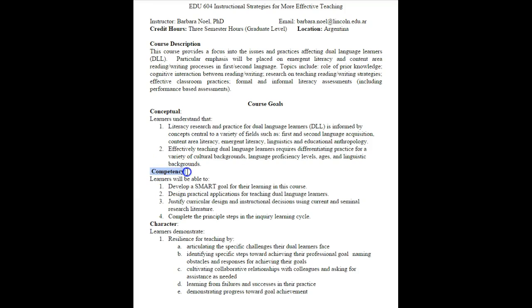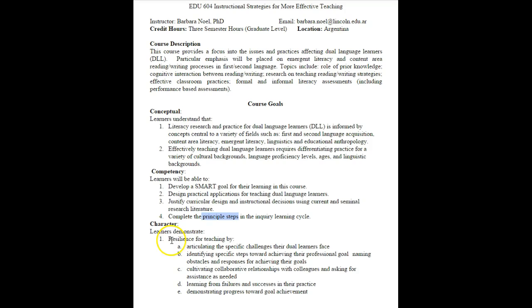We've then also worked on competency goals, especially when you worked on your SMART goals and planning for that, and you'll continue to do that in the next few weeks. You will be justifying some of your curricular decisions and instructional decisions based on what you've been reading and what we've been discussing in class. And you have also worked on the principal steps of the inquiry learning cycle. We'll look at those in a bit.